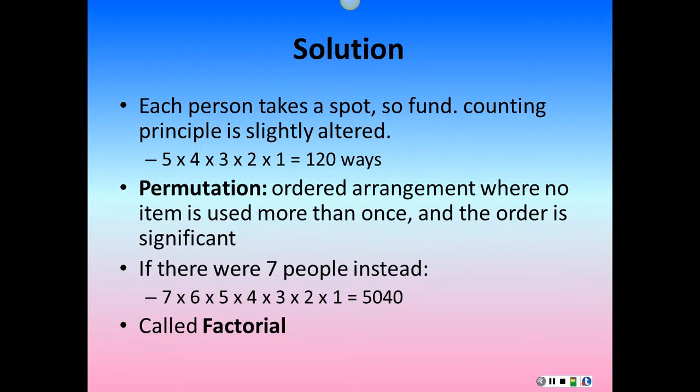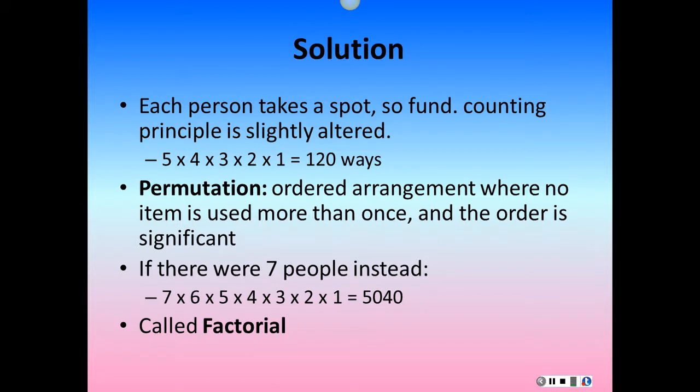This is called a permutation. A permutation is an ordered arrangement where we can't use an item more than once, and the order is significant, and that's important. That's the distinction between a permutation and a combination. So in a permutation, order is important.